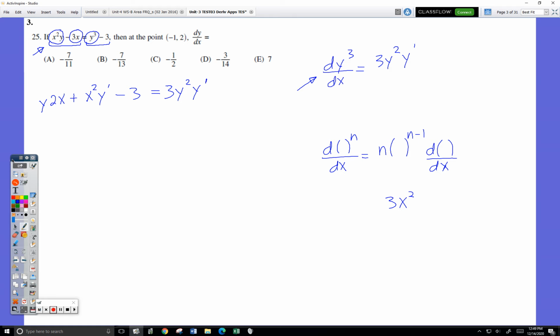Let's see here. Glad to see Reagan's using their new erasers. Trying to figure out where I want to go with this. All right.